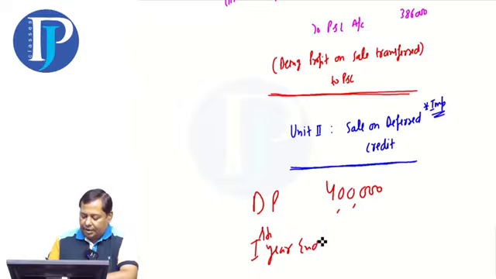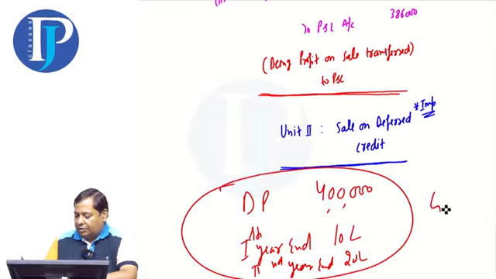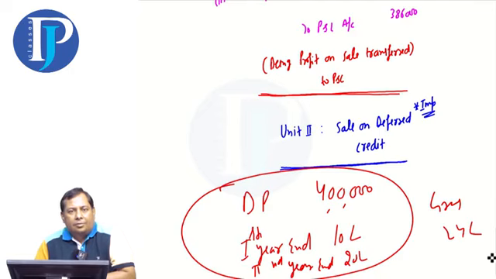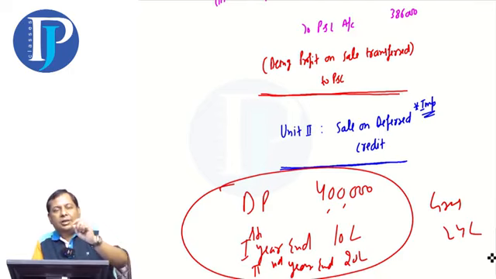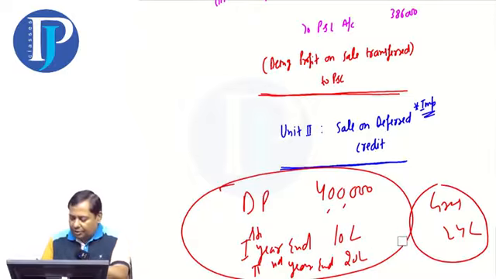First year end, you will receive 10 lakhs. Second year end, you will get 20 lakhs. This means your gross income is 34 lakhs. When you sold the property, the money was not received all at once. You received the money in installments. Some money was received as down payment, some at first year end and some at second year end. The gross value is 34 lakhs, 20 and 10, 30 and 4, 34 lakh.